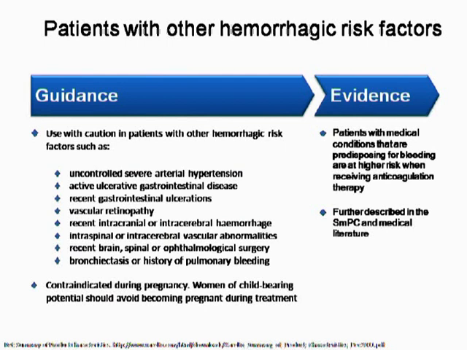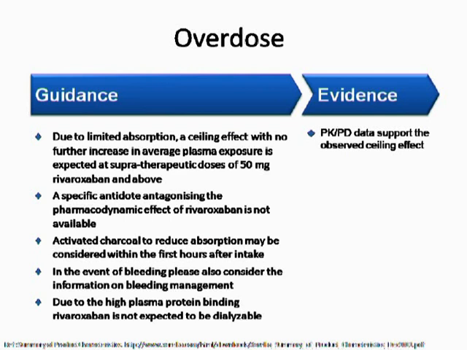Okay, the other potential patients with hemorrhagic risk are probably well known to you. Severe arterial hypertension, ulcerative gastrointestinal disease, ulcers, vascular retinopathy, recent intracranial hemorrhage, spinal or intracerebral abnormalities, recent spinal, brain or ophthalmological surgeries, history of pulmonary bleeding, and of course it's contraindicated in pregnancy. In overdose, there's probably a ceiling effect at 15 milligrams.